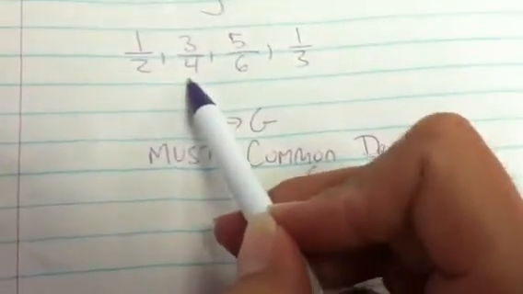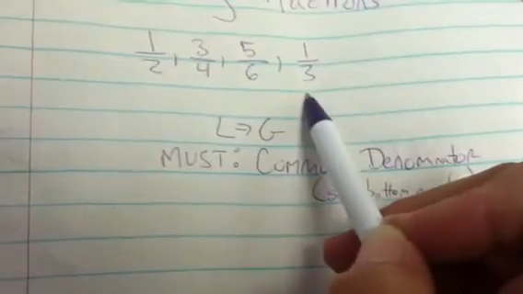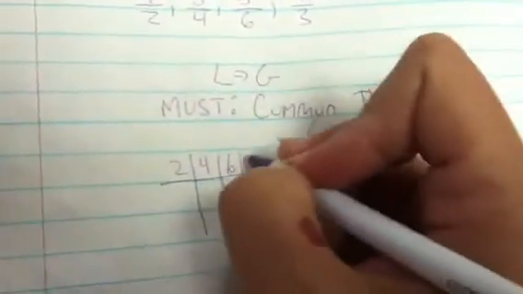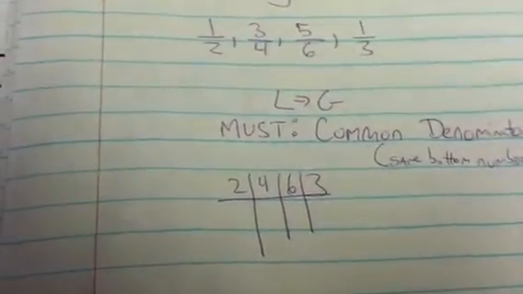All right, so let's think. We have the bottom numbers of 2, 4, 6, and 3. What is a common multiple of all? Well, let's see. I have 2, 4, 6, and 3.